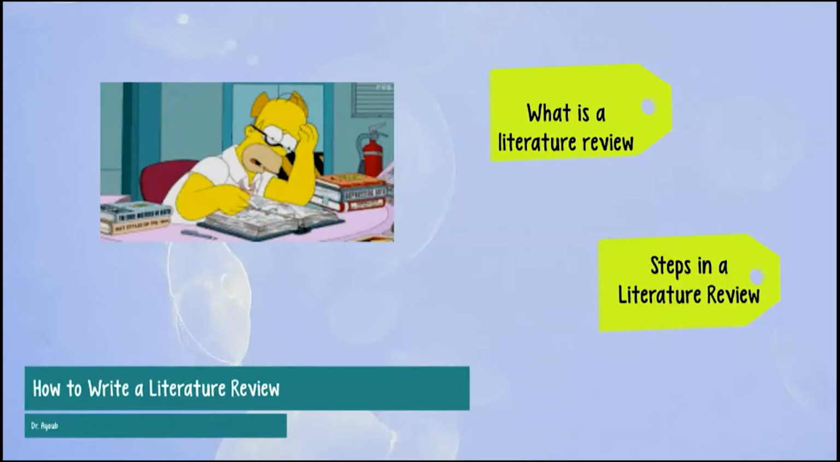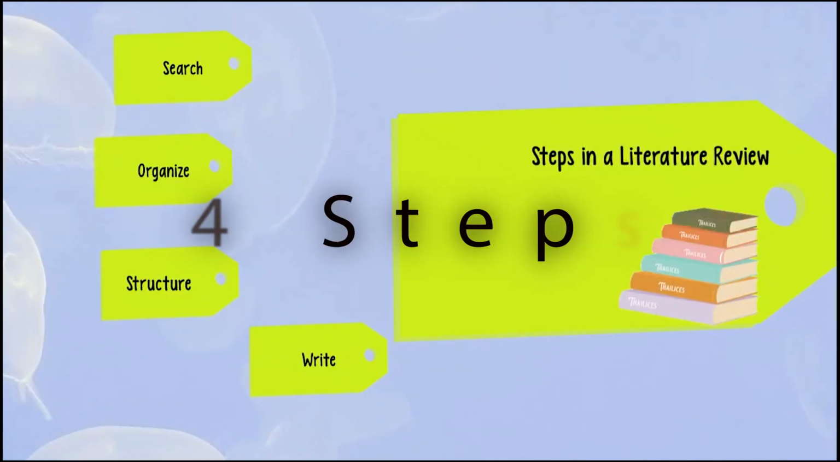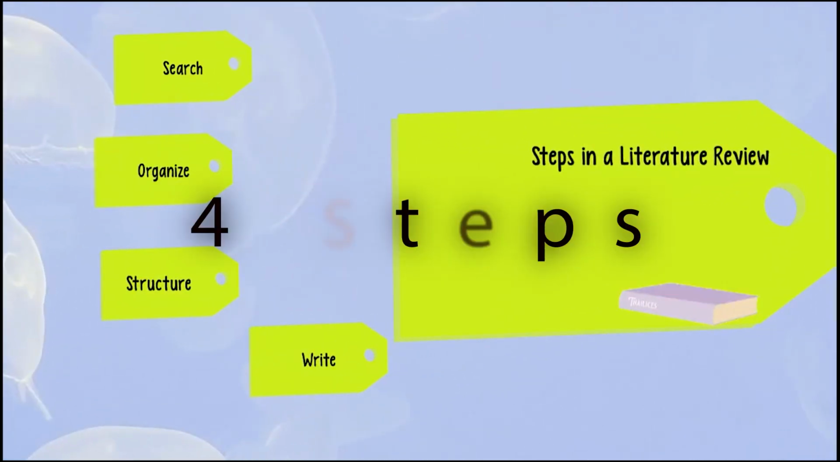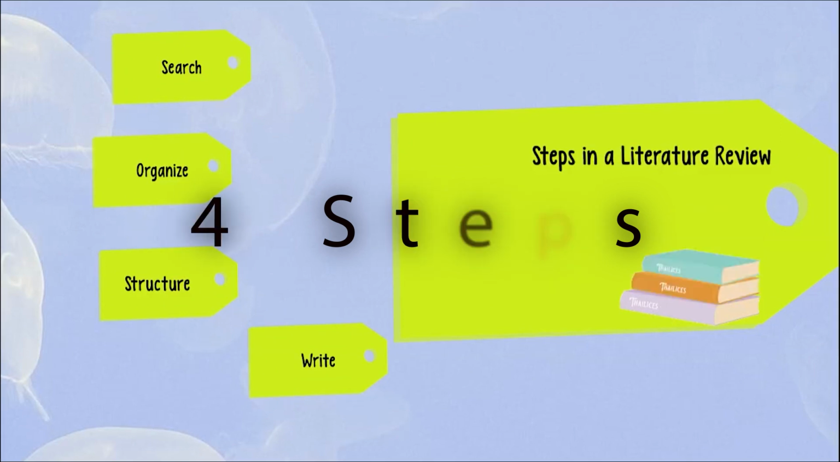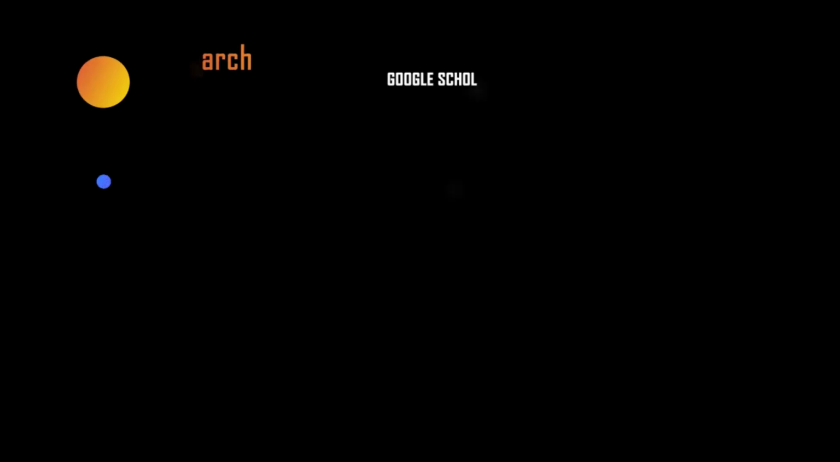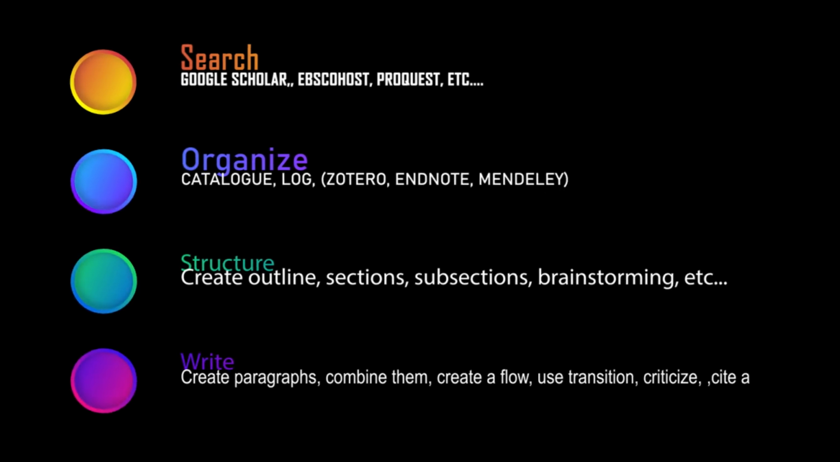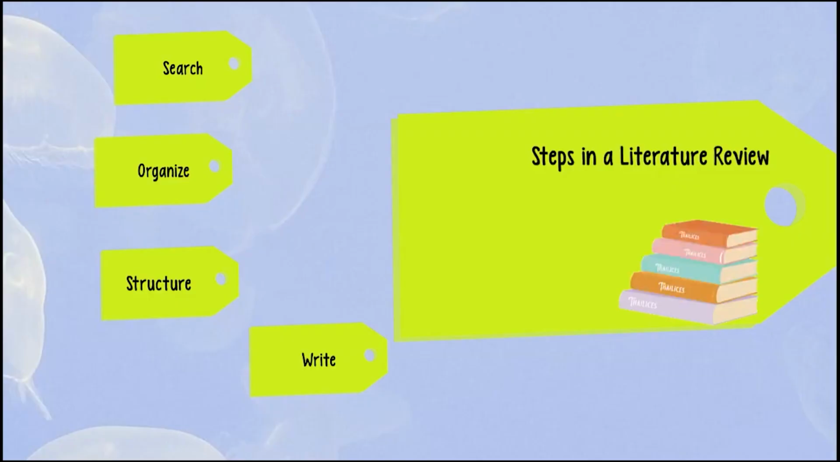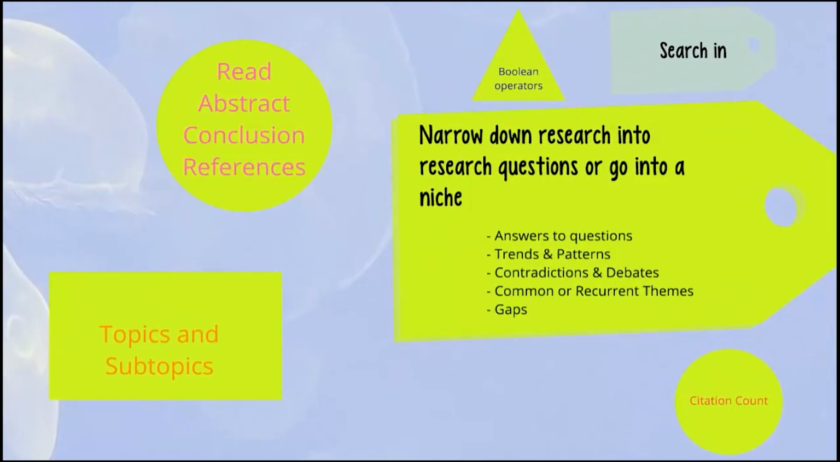Good, let's move next. Steps in a literature review. Four steps I have organized in a literature review: search, organize, structure, and write. So, to write a good and an academic literature review, you need to follow four steps. The first step is research.